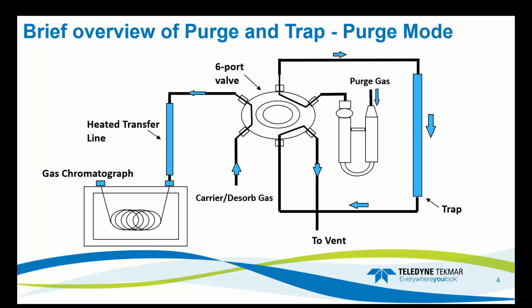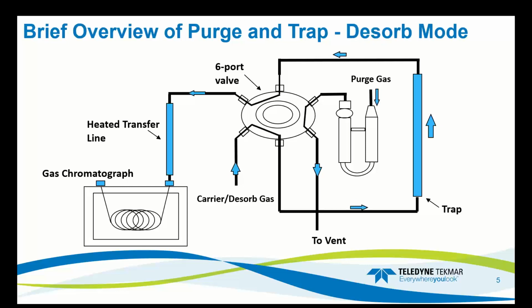This flow is controlled by a mass flow controller or a pressure regulator that monitors and precisely controls the gas flow rates throughout the entire purge and trap process. From there, the 6-port valve directs the gas containing the analytes to the analytical trap for concentration. By backflushing carrier gas through the analytical trap, the 6-port valve directs the VOCs to the GC for separation and detection.